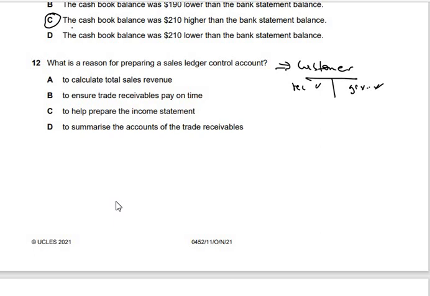Right. So calculation of the total revenue, no. To ensure the trade receivables pay on time, no. To help prepare the income statement, no. But to summarize the account of the trade receivables. Remember, the sales ledger control account is a summary of all the customers under one account called sales ledger control account. Meaning, whatever is happening in the sales ledger, what you do to the customer's account is what you do exactly to that one summarized account called sales ledger control account.